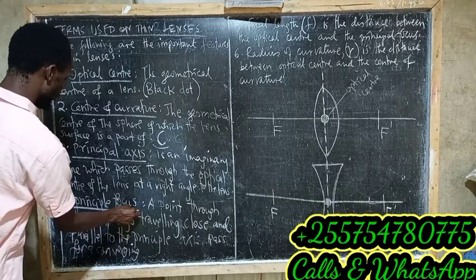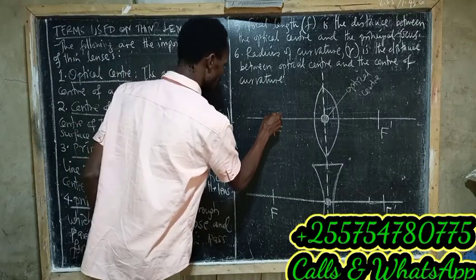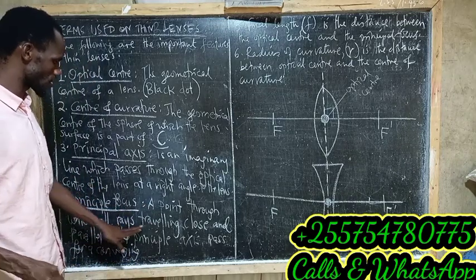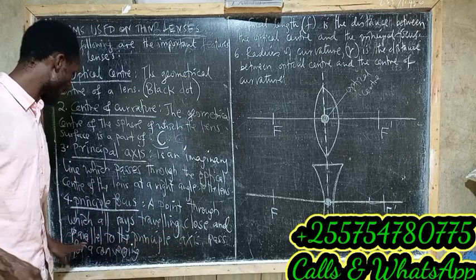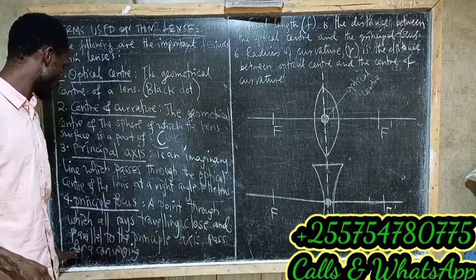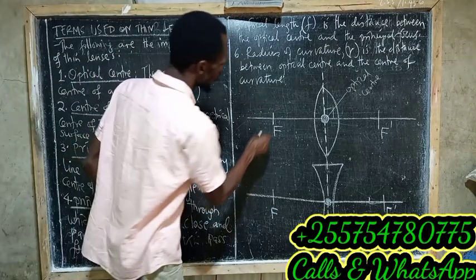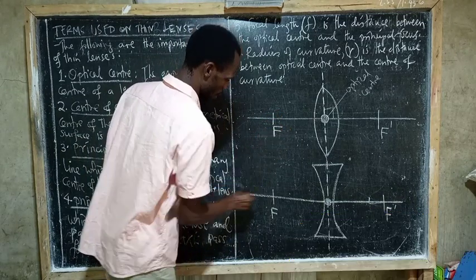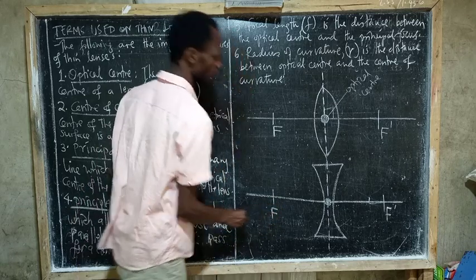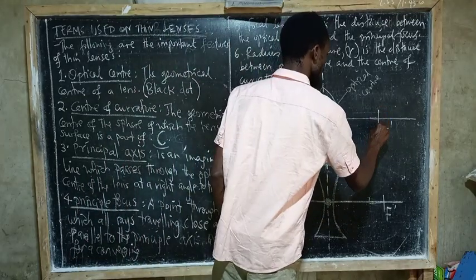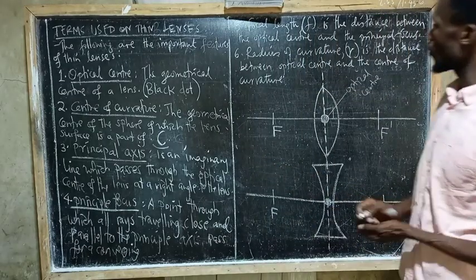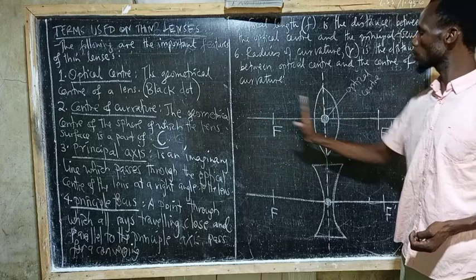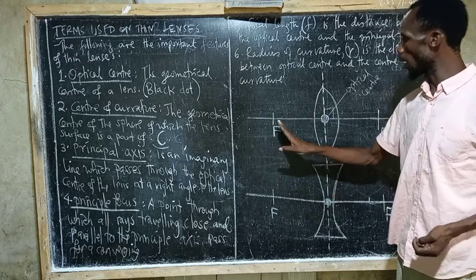Then we have the principal focus. It is a point through which all rays traveling close and parallel to the principal axis pass for converging rays. So this is the principal focus, and it is denoted by capital letter F. Na hapa denoted by capital letter F. Kwa nini nimeandika pande zote mbili? Kwa sababu tunapokuwa tunafanya ray diagram tutatumia pande zote mbili, na ndio maana nimeandika principal focus.